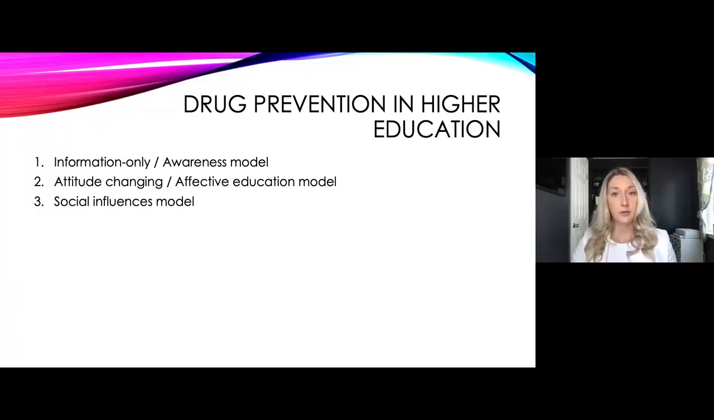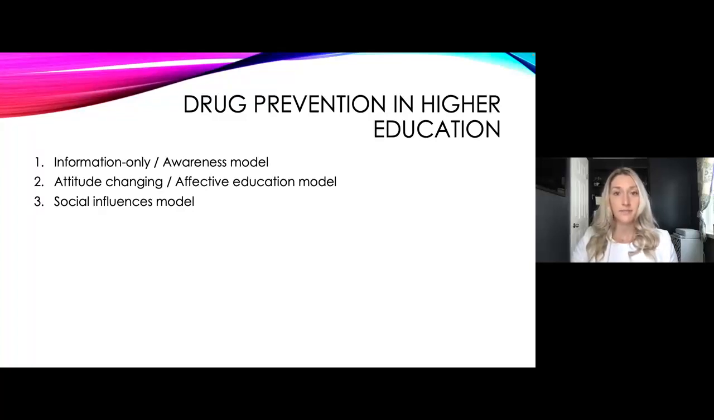Then we have the social influences model, which is about how to use resistance skills when drugs are readily available within their environment. This model assumes that substance abuse results from multiple influences and emphasizes peer resistance and inoculation techniques. It works best when aimed at the junior high school level. It is unfortunately least effective with alcohol, but very effective when looking at marijuana and cigarettes.